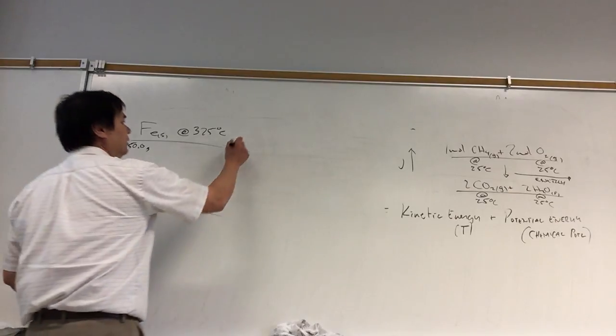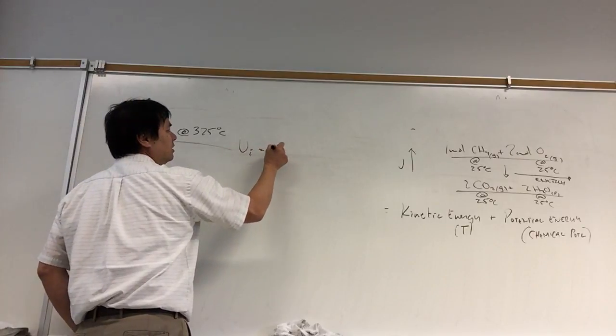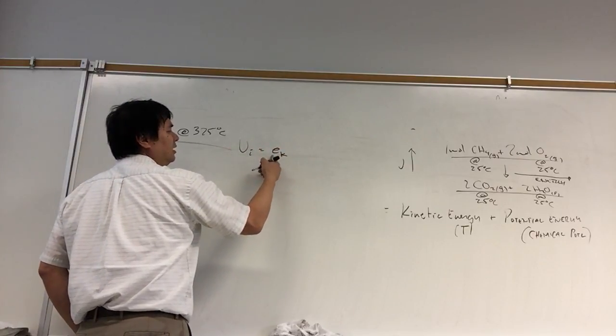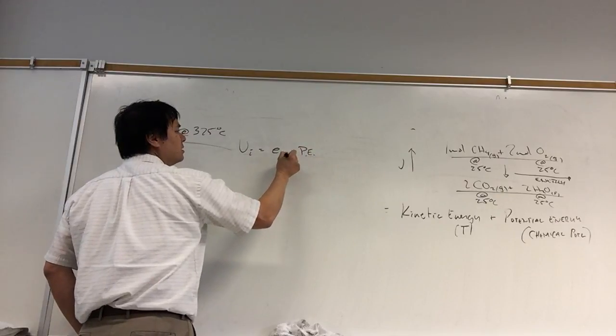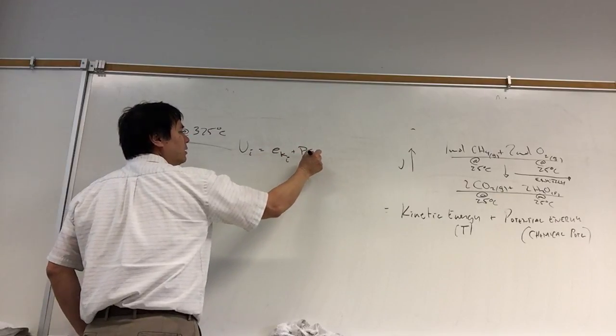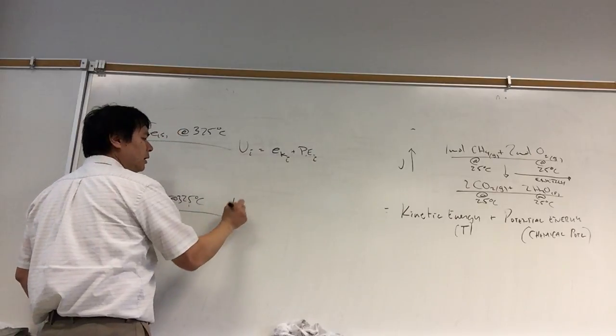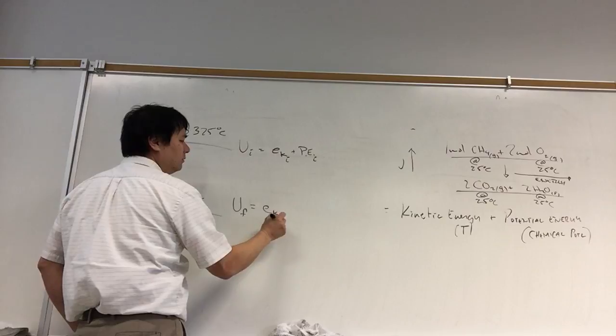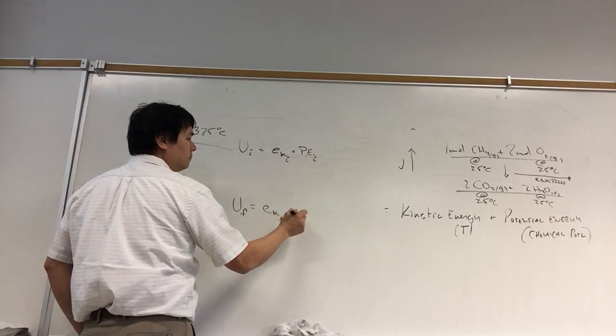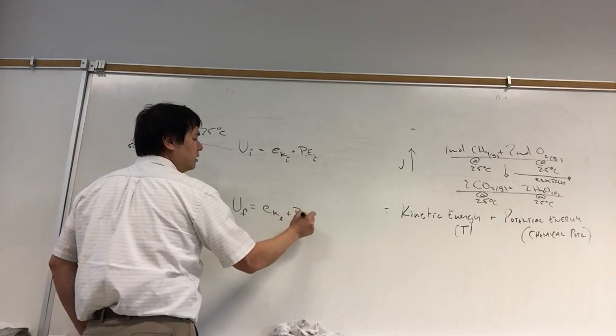And we know that the internal energy initial is going to equal the kinetic energy, E sub k, plus the potential energy, which we'll call PE. So this is going to be E sub k initial and the initial potential energy. And then the internal energy final is going to equal E sub k final plus the potential energy final.